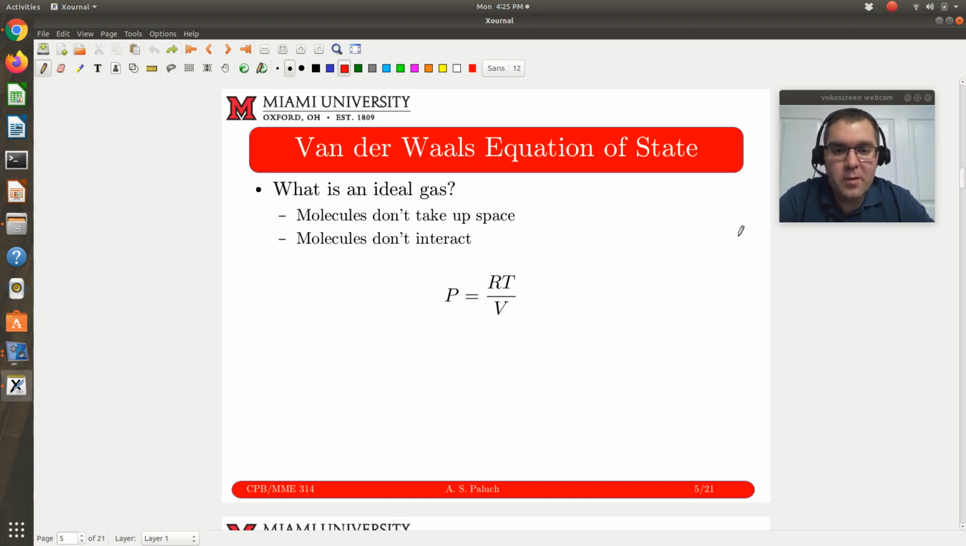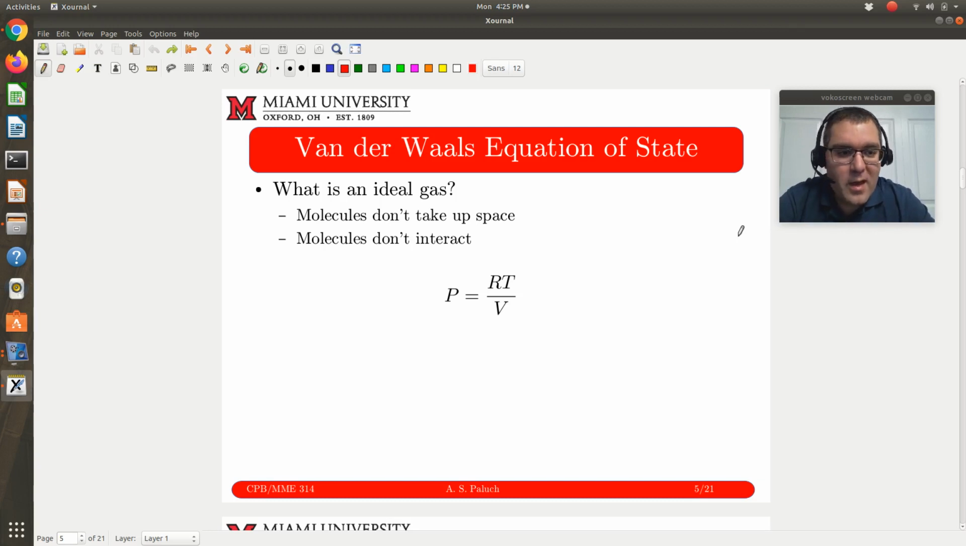All right, so now the idea of the van der Waals equation of state. The van der Waals equation of state was developed by, you guessed it, Johannes van der Waals as part of his PhD thesis, and I recall the year was 1873. Okay. So again, think pre-computer age.